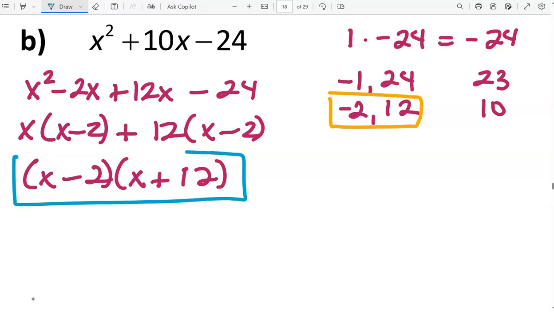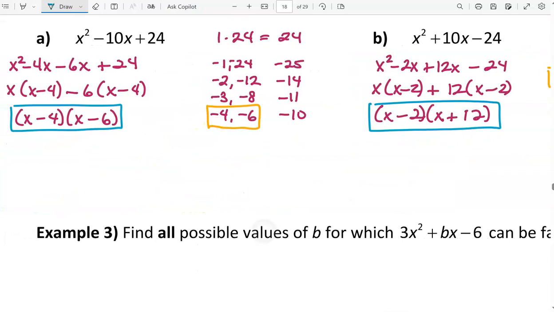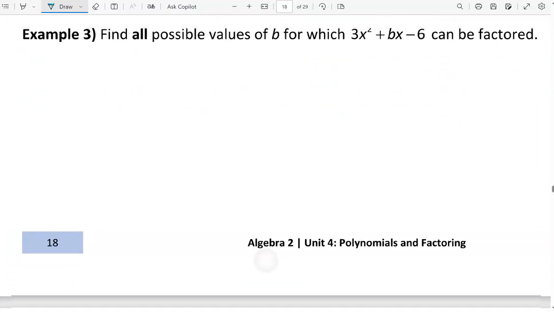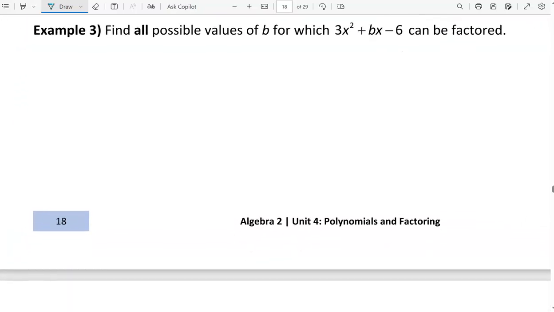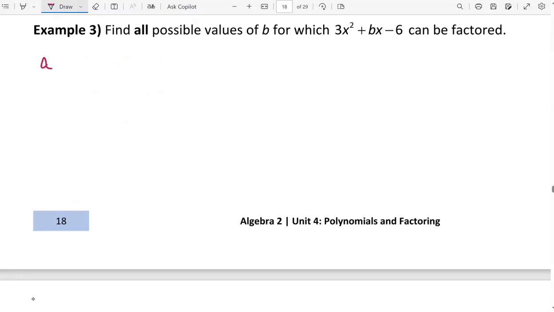And what I really want you to take from this is looking at both of our examples here. Notice how differently each factored when we just change the signs. All right, in example 3, we are going to find all possible values of b for which 3x squared plus bx minus 6 can be factored. Note we're just missing the value of b, right? We know what a and c are, so we can approach this with the AC method.